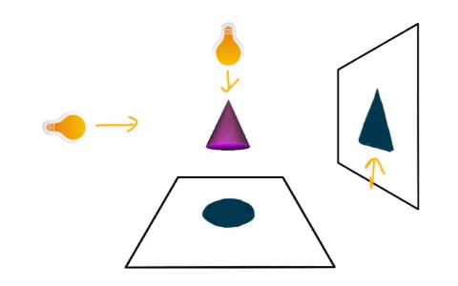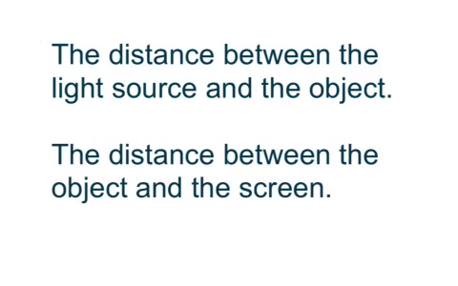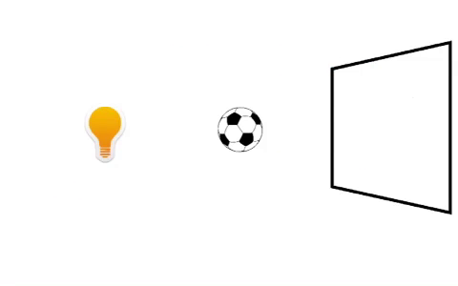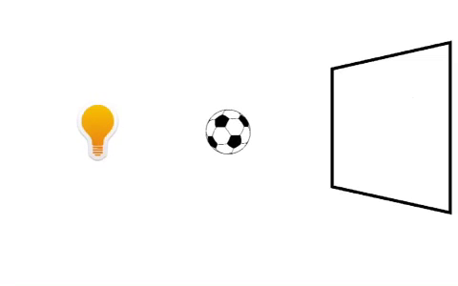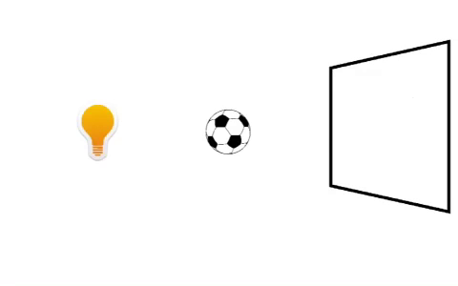And so for today's lesson, what causes a shadow to change in size? Basically there are two things that can cause a shadow to change in size: the distance between the light source and the object, and the distance between the object and the screen. For the next part of the lesson, I'll be showing how changes in the position of the light source, changes in the position of the ball or the object, and changes in the position of the screen will cause a change in the size of a shadow.